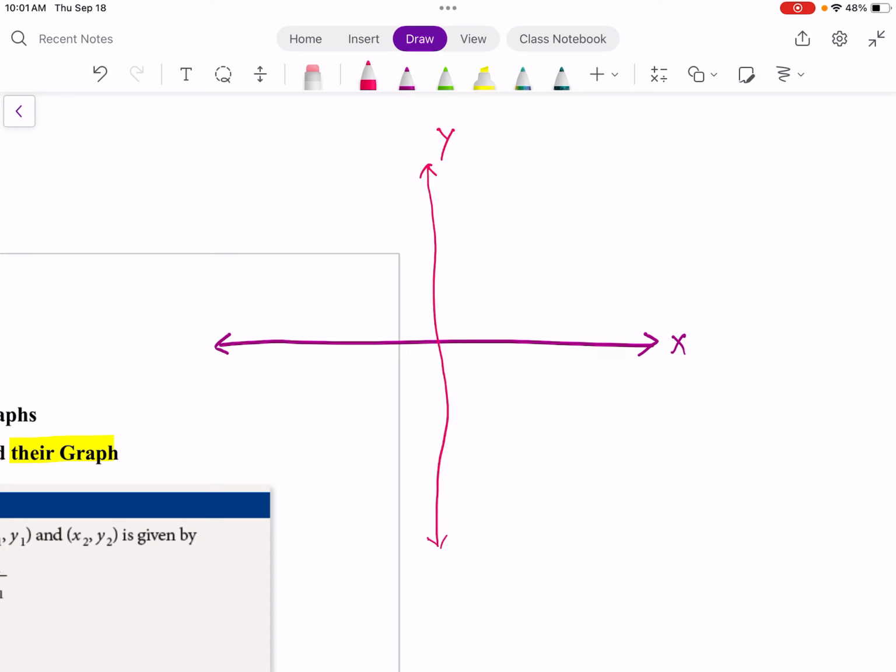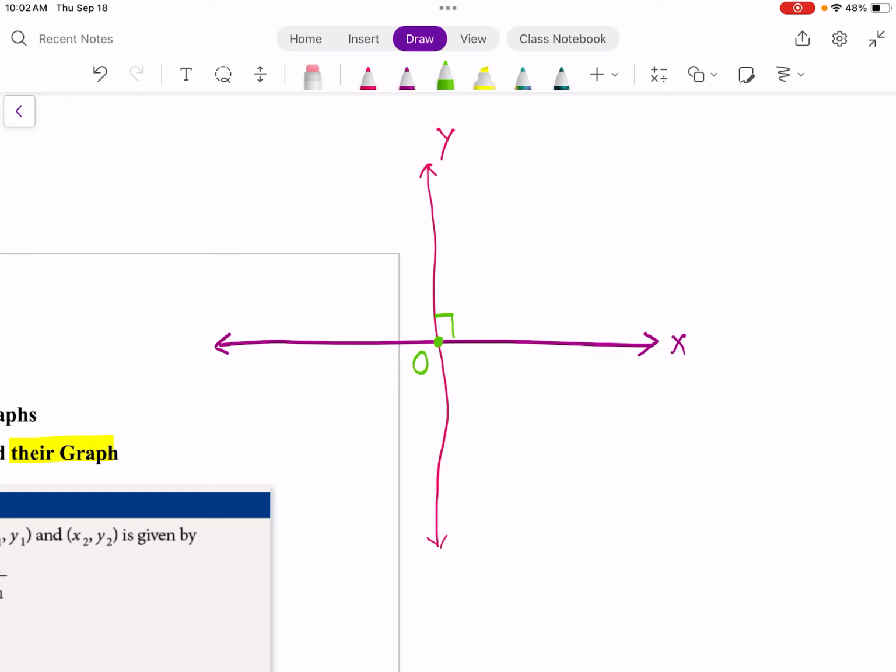And these two lines are perpendicular to each other. It means they make 90 degrees. So here the angle between these two lines is 90 degrees. And what do we call this intersecting point where two lines meet each other? We call this the origin, right? We use O to represent the origin.